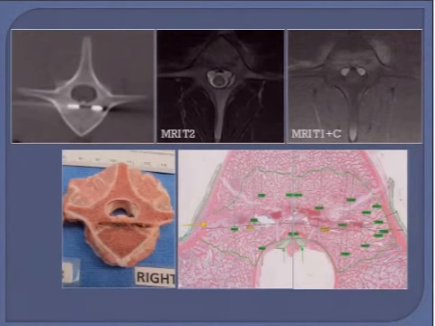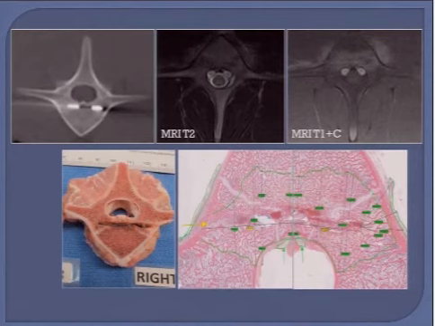This is an example of the posterior cortex group. The probe was about 2 millimeters apart from the anterior wall of the spinal canal. You can see also the changes extend beyond the vertebral body into the opposite muscles, and this area showed enhancement on the post-contrast series, and those are the corresponding gross and histological sections.